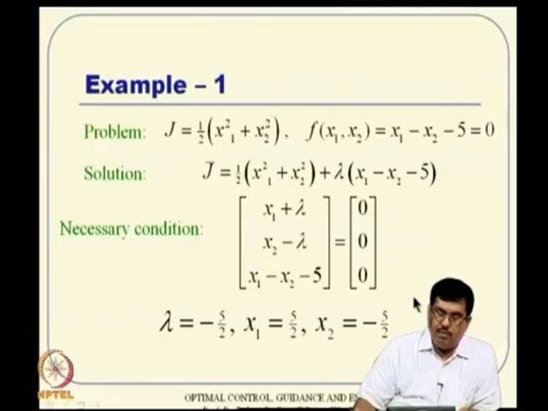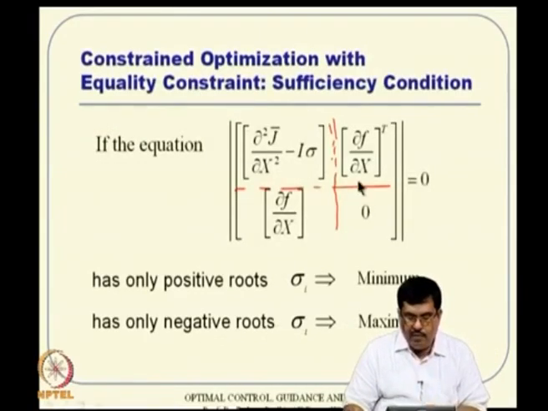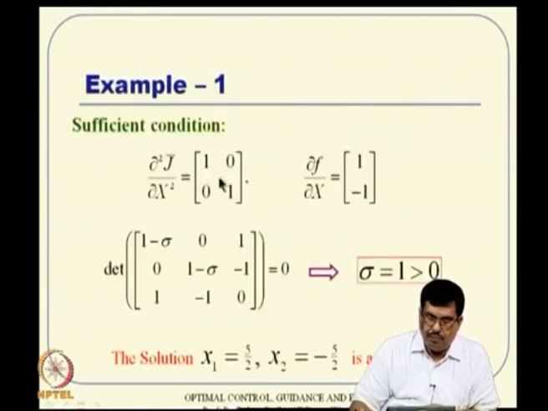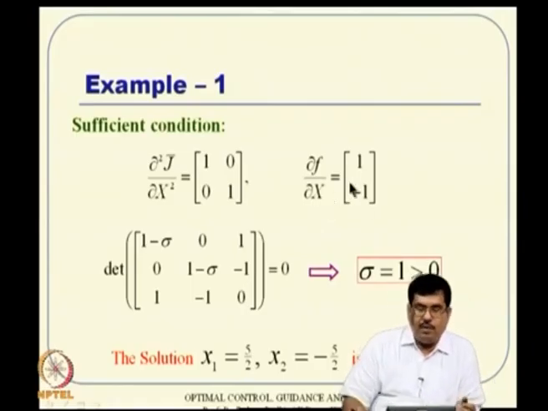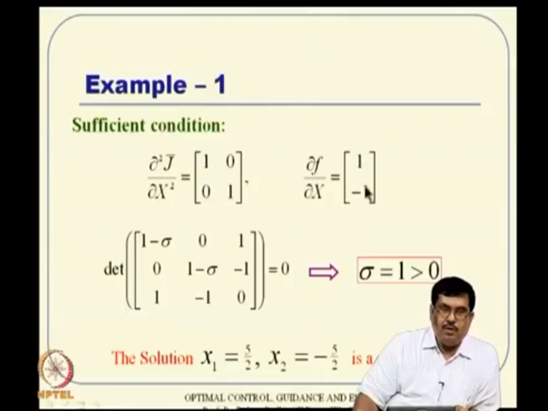Now, the question is how do you go ahead and test it for the sufficiency condition. This is where we will venture into this formula that you have here. Del square j by del x square happens to be the identity matrix, we have seen that before. And del f by del x is nothing but 1, minus 1, because del f by del x 1 is plus 1 and del f by del x 2 is minus 1. So, put them together like this.